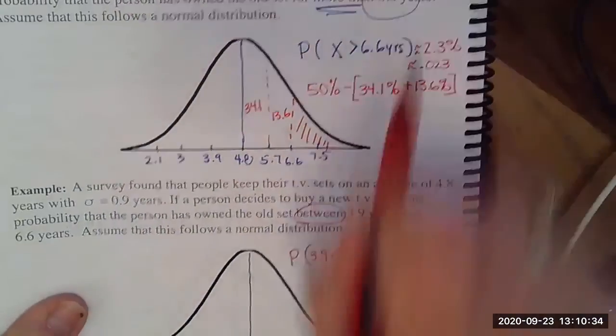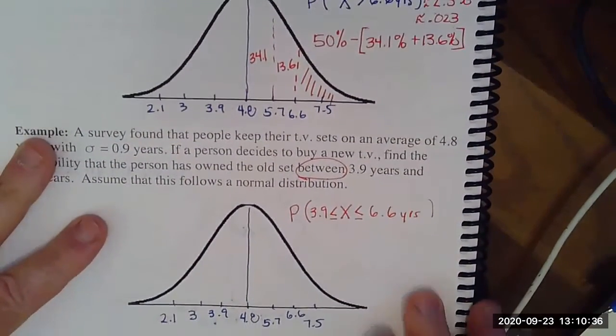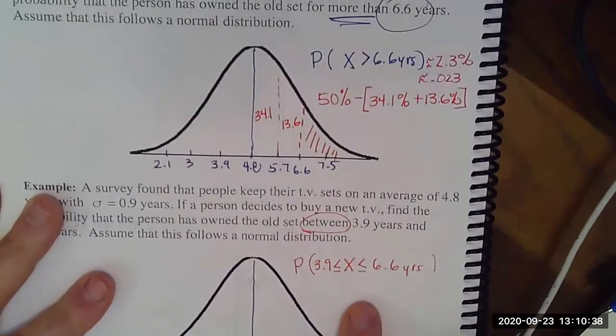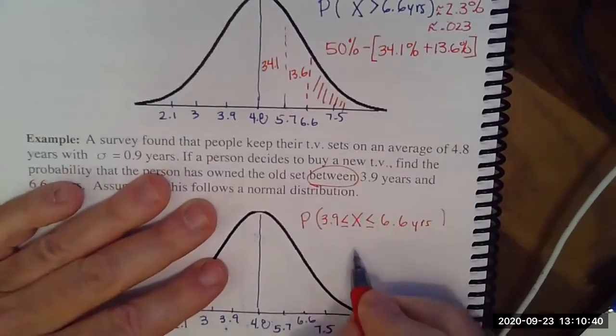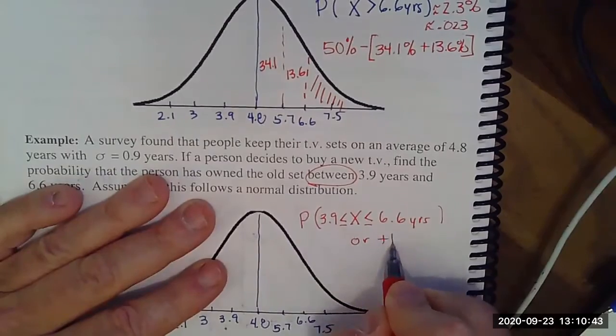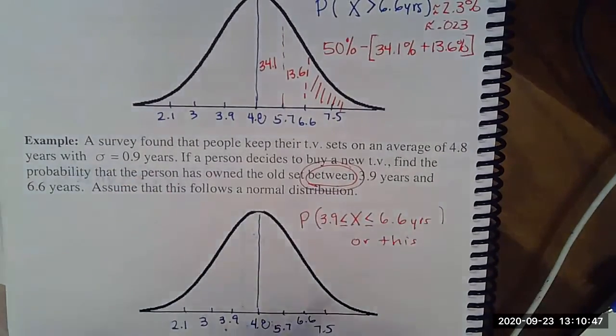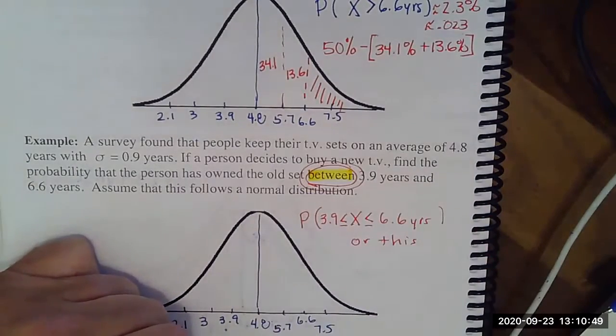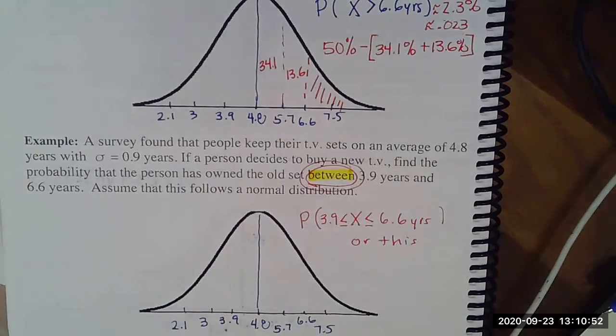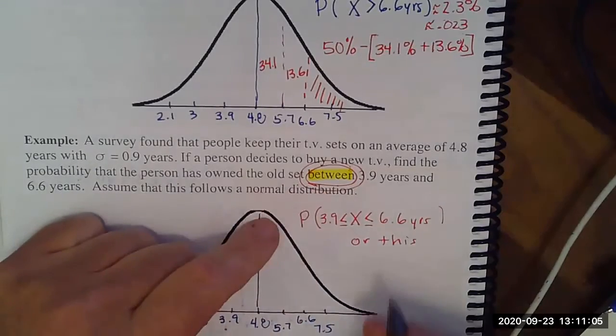So wait, which would be the right answer? This, because it's the word between, it is ambiguous. Between, do you exclude the endpoints or do you include the endpoints? I don't know. What do you want me to do, Jeff? Well, I want you to include them. Well, then why don't you say that? Okay, sometimes books don't say that.